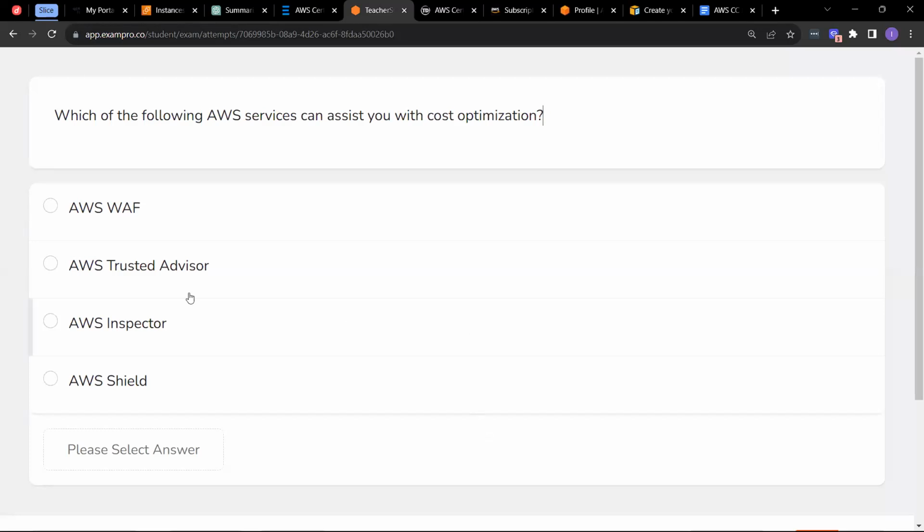So cost optimization, yes, that's Trusted Advisor, right? Inspector checks for security vulnerabilities. Shield protects against distributed denial of service. Web Application Firewall is, as the name goes, a firewall. So it's a firewall that protects your web applications.